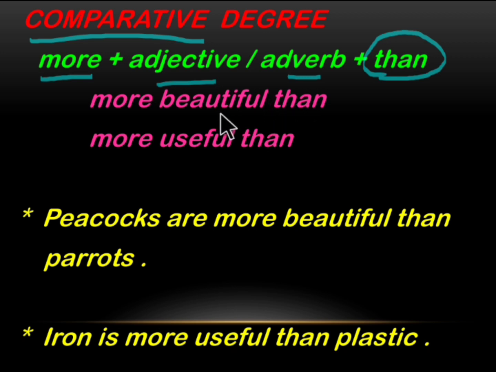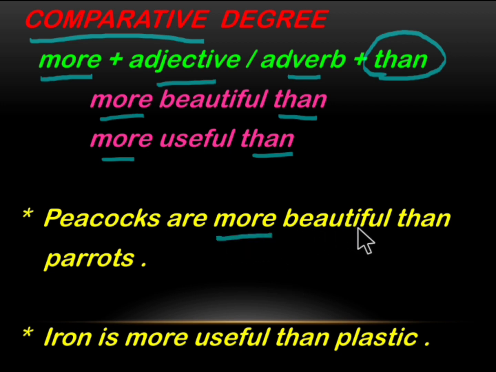We already saw in the previous video about how the adjective changes forms. These are multi-syllable words, so we use more. More beautiful than, more useful than. So how do we use this in the sentence? Peacocks are more beautiful than parrots. So we cannot use er here, so we use more.